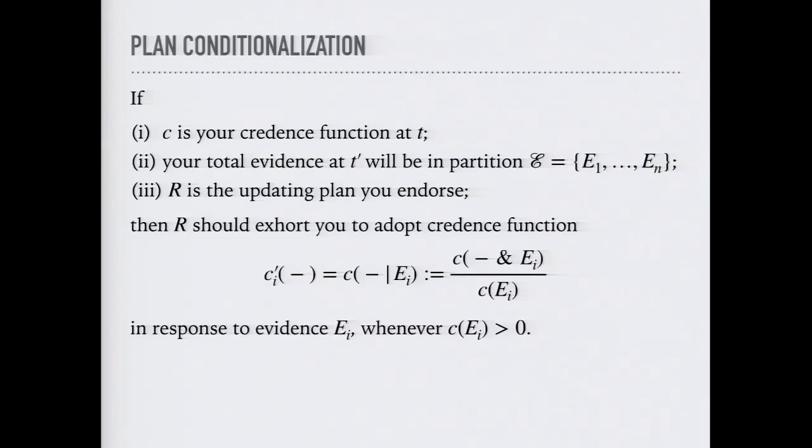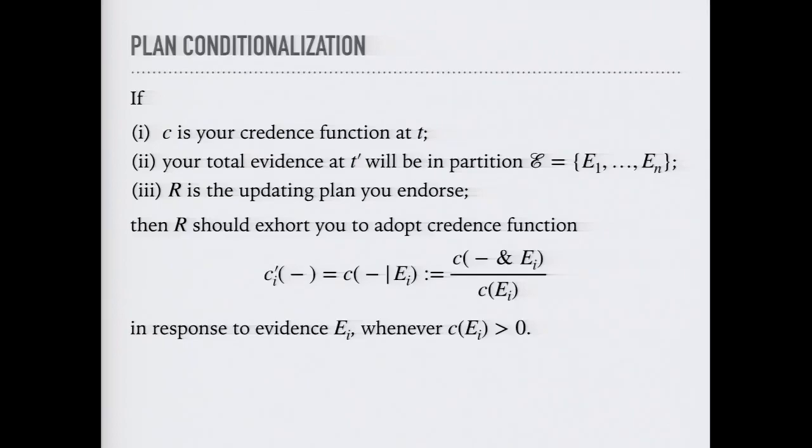And then you have some updating plan. An updating plan on this partition is basically a function that takes each of these possible bits of evidence and returns the credences that you're going to have in response to that, or that you'll endorse as reasonable in response to that evidence. Then your updating rule should exhort you to adopt the conditionalizing credence function when you receive this evidence, at least when you assign that evidence positive prior probability.